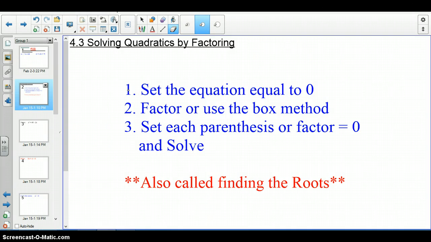To solve a quadratic by factoring, the first thing we need to do is set our equation equal to 0. After that, we need to factor that quadratic that we have set equal to 0. And then after we factor, we set each parenthesis or each factor equal to 0, and we'll solve that for x. This is also what we call finding the roots.